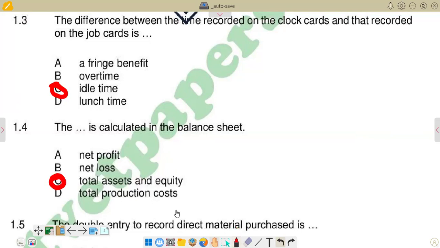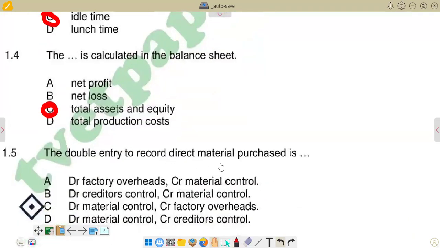Then we move on to the next one, 1.5, the double entry to record direct material purchased is, remember, this is direct material that has been purchased. So the material control obviously is the one which is receiving. So we are supposed to go to the debit side of the material control. So we are on 1.5, and you'd see that debiting material control, we have it on C or D.